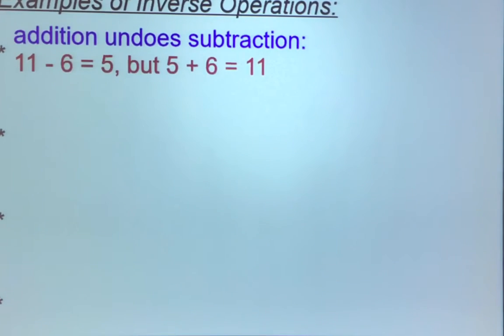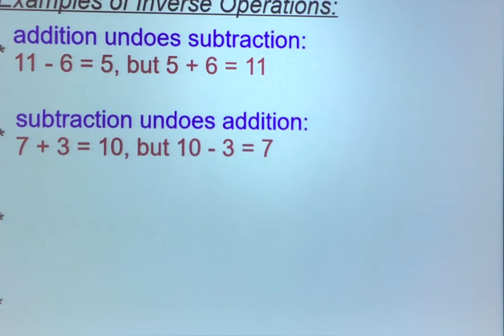Okay, examples of inverse operations. First of all, addition undoes subtraction. So if we have a number, 11, and we subtract 6, we get a difference of 5. But if we take that difference of 5 and add the 6 back, it gives us 11, back where we started. So the addition undid what the subtraction had done.